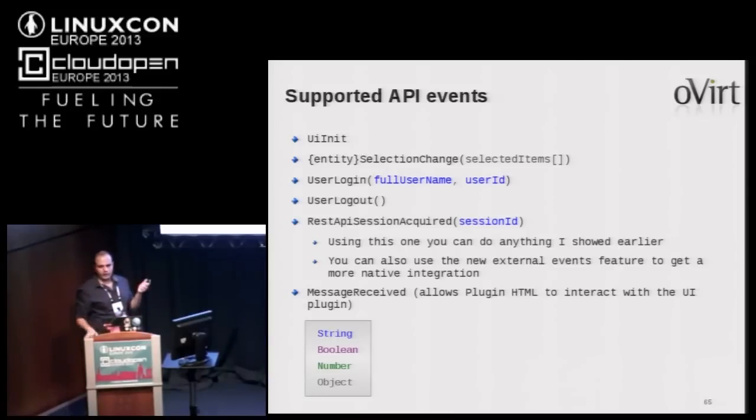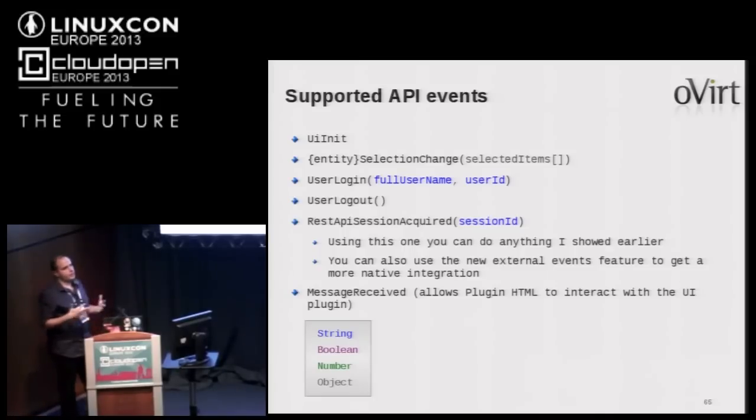We have a user login or logout event. If you're doing some single sign-on between the admin portal and a different application, then when you log into the admin portal, you would like to log into the external application, and when you log out, you would want to log out from this application. Two other events that are useful in this scope are the REST API session acquired. That's basically the way the UI plugin API gives you to do operations on the engine.